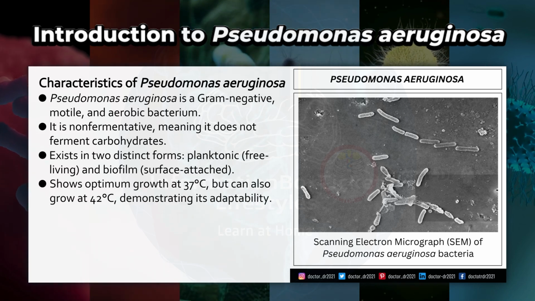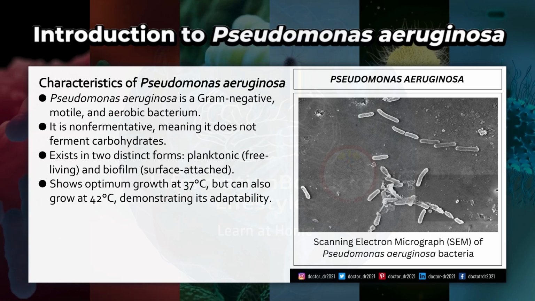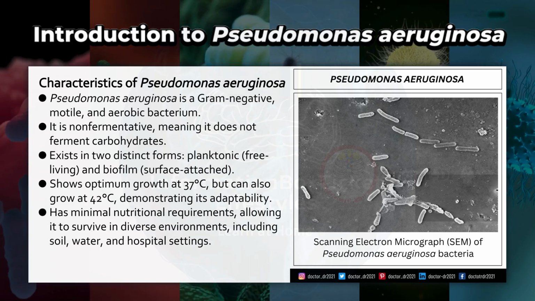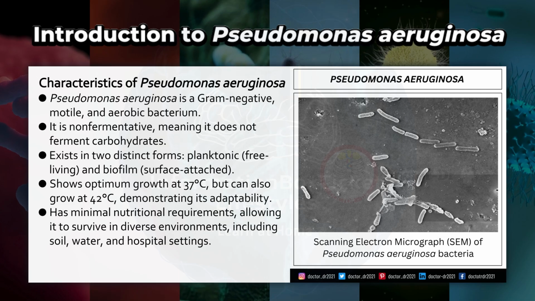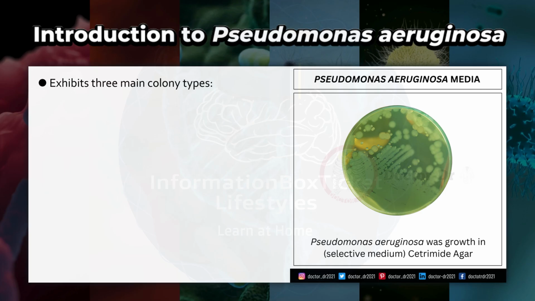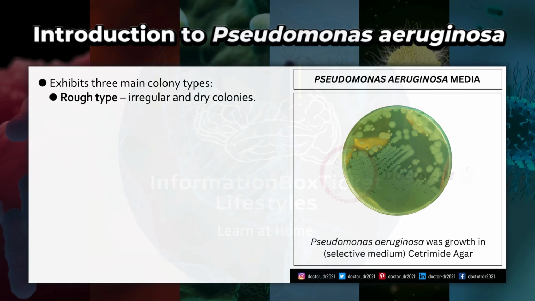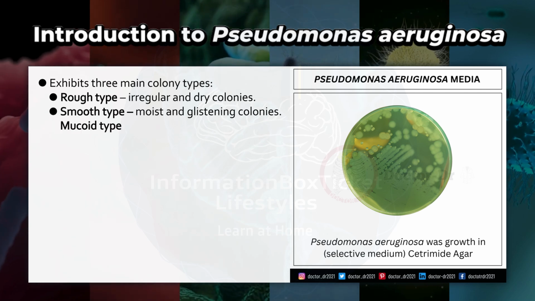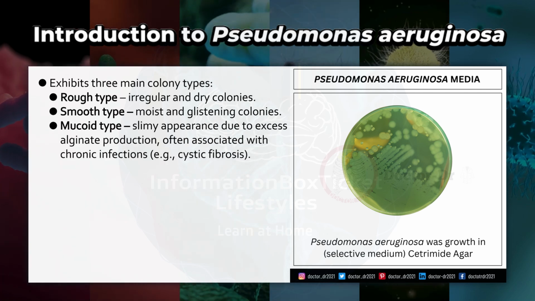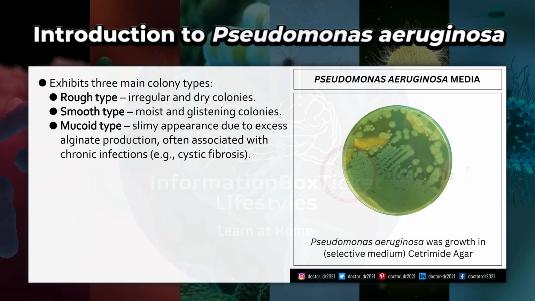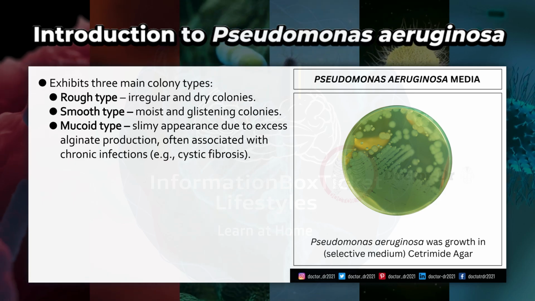It shows optimum growth at 37 degrees Celsius, but can also grow at 42 degrees Celsius, demonstrating its adaptability. It has minimal nutritional requirements, allowing it to survive in diverse environments, including soil, water, and hospital settings. It exhibits three main colony types: rough type, irregular, and dry colonies; smooth type, moist and glistening colonies; mucoid type, slimy appearance due to excess alginate production, often associated with chronic infections, e.g., cystic fibrosis.